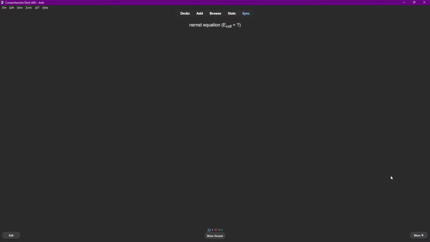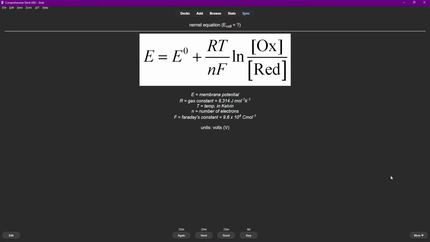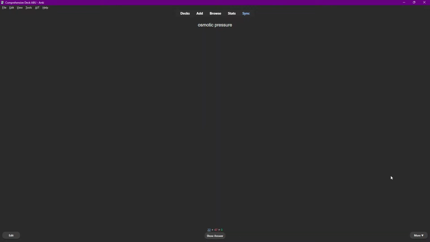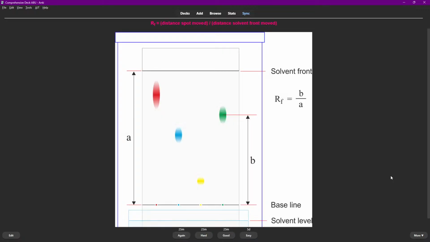Nernst equation, E cell is equal to, yeah. That's not appropriate.